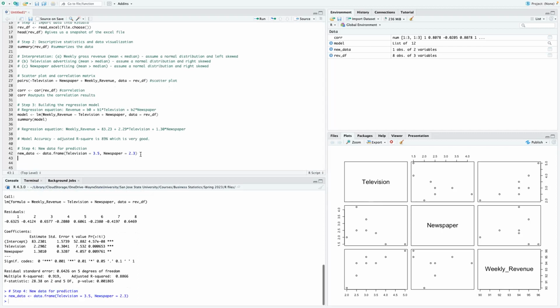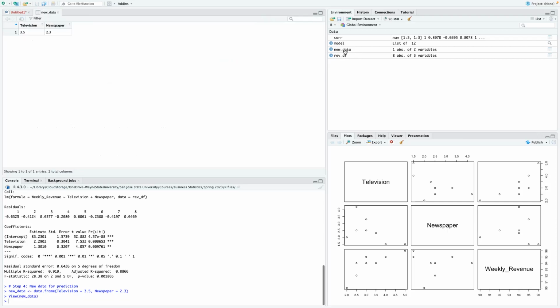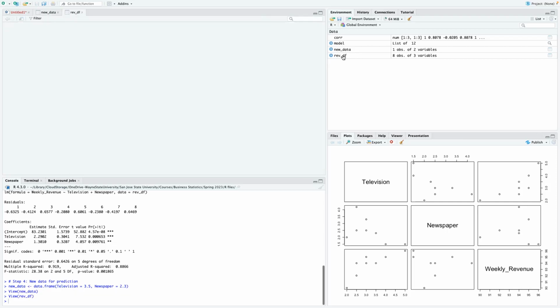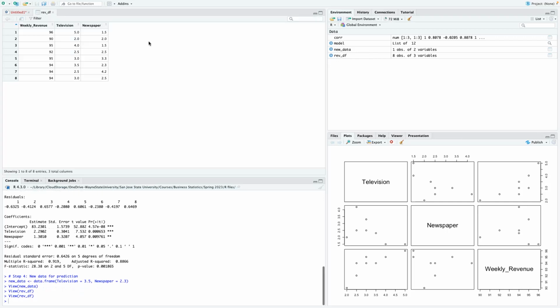All right, so if I run this, you could see up in my global environment, we now have a new data file here, right? We started with the rev_df, the revenue data frame. And right now we have new_data. So if I click on it, let me show you something. On our initial one, let me close this completely. This is what we started with, right? We had 8 different rows of data points for television, newspaper, and the weekly revenue.